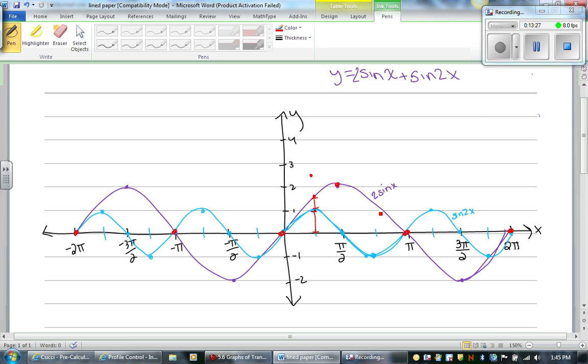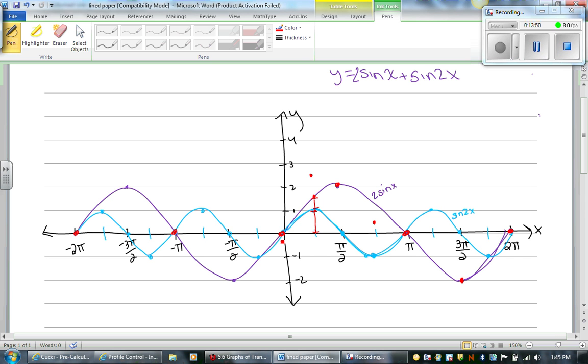Negative 1 and about 1. Negative 1 plus 1 is going to give me, this is a little over 1, so maybe just a little bit above. We have negative 2 and 0, so that's going to give me negative 2.